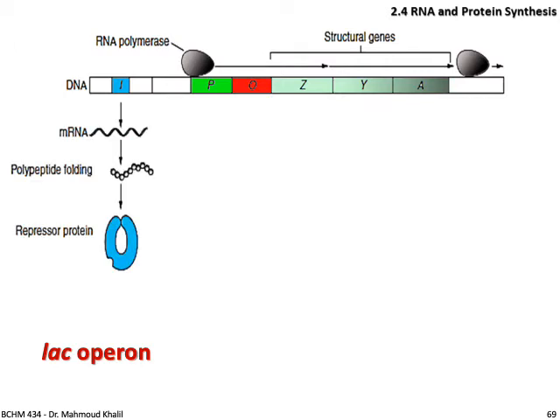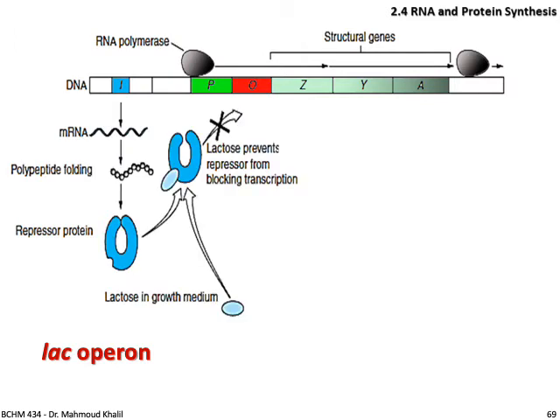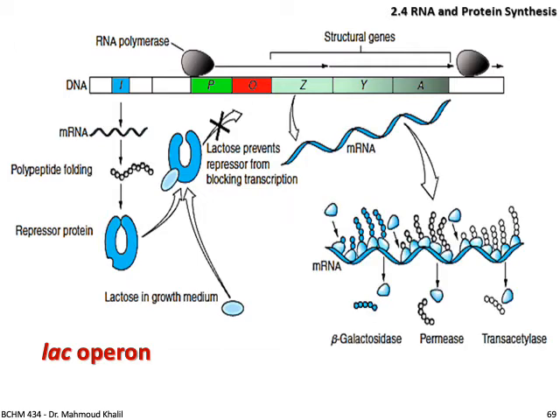Again, looking at the lac operon mechanism, the repressor protein is encoded from the I region, the inhibitor region, which leads to forming a repressor protein. Once there is lactose in the growth medium of the bacteria, lactose will bind to this repressor protein, and it will prevent its binding to the operator region.